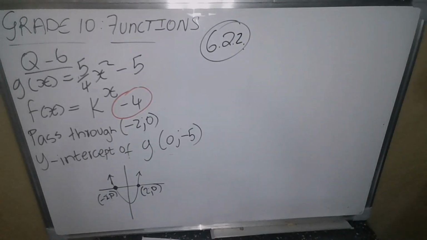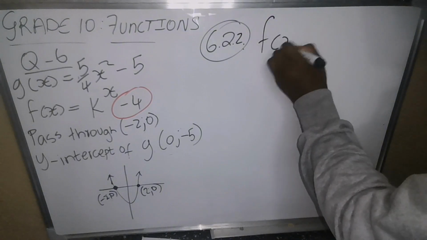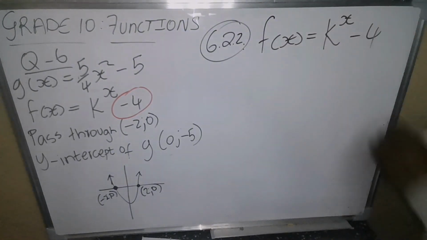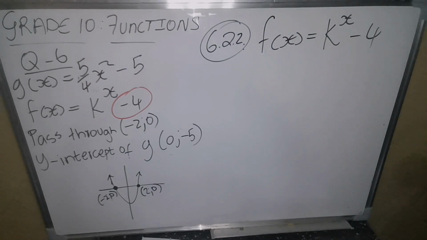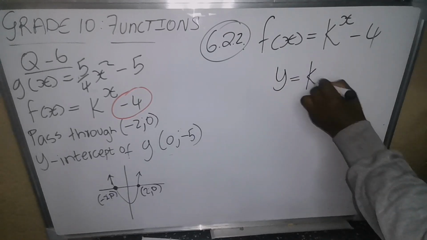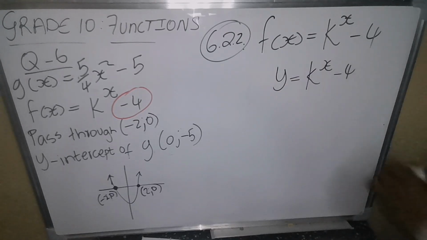6.2.2, the equation of f. Here f at x is equal to k to the power x minus 4. Again, f is the same as y. How do you find k? Again, you use any coordinate that lies on the graph.